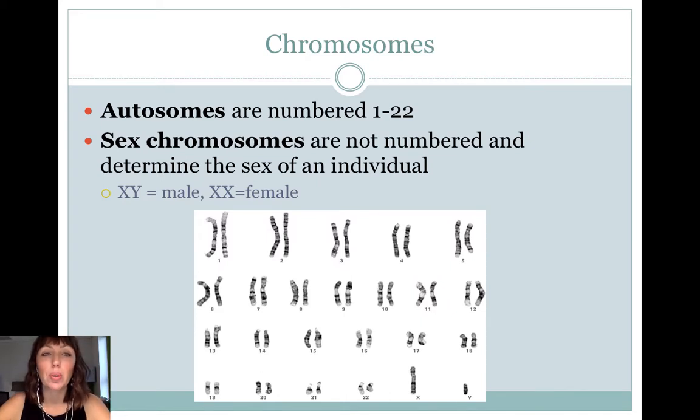Autosomes are numbered 1 through 22. So that's all of these chromosomes that you're looking at here, 1 through 22, are homologous pairs. They're autosomes. They're non-sex chromosomes. The sex chromosomes are going to be number 23, and they're not actually numbered in the same way because they're not a homologous pair, right? So if you are a male, you have an X and a Y. And if you are a female, then you have an X and an X.